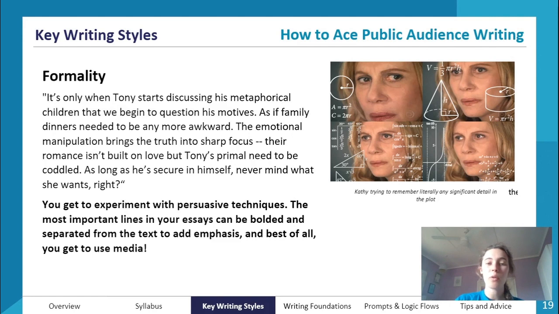And this is another example of formality here. Like as if family dinners needed to be any more awkward. So you're still being analytical. The emotional manipulation brings the truth into sharp focus. Their romance isn't built on love, but Tony's primal need to be coddled. As long as he's secure in himself, never mind what she wants, right? So those sort of questions, those sort of acknowledgements, like if family dinners really needed to be any more awkward, that's a far more casual and conversational style than you would take in an essay.